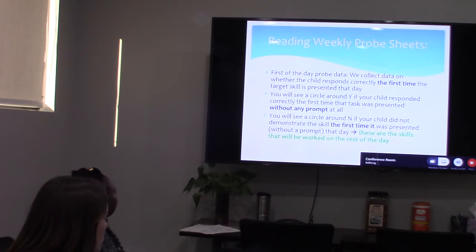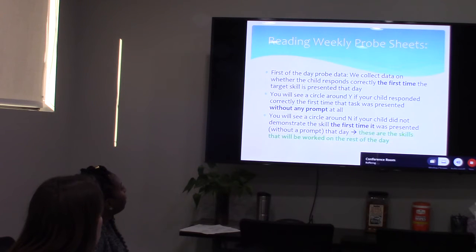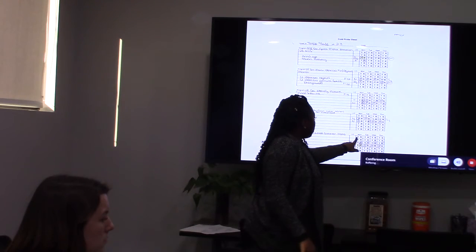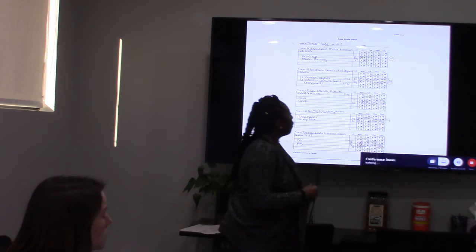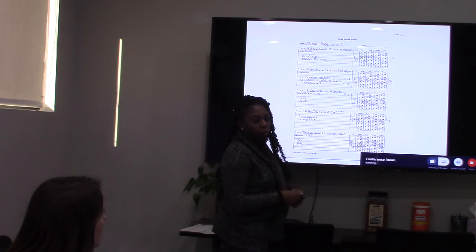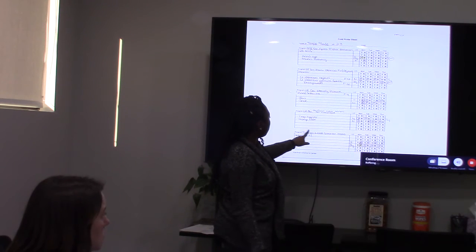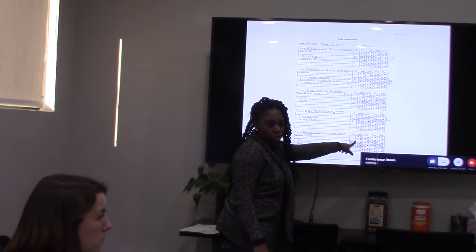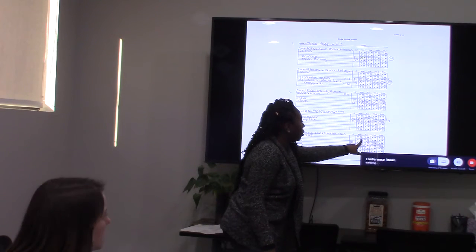Okay, so let me just piggyback a little bit. The other thing, when you look at this last one, within each day you can see that there's a box that has yes and no. So at the first of the day, their first table of the day, we're basically just going to test these skills. We're going to present it, and circle yes if they get it right, and circle no if they get it wrong.